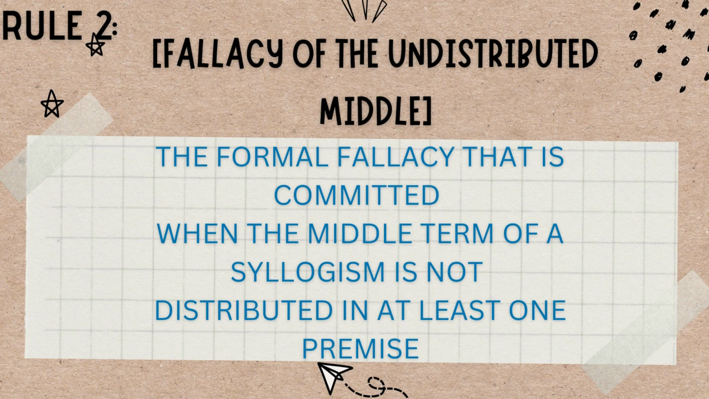So, the fallacy of the undistributed middle. What does it mean? It is the formal fallacy that is committed when the middle term of a syllogism is not distributed in at least one premise. So, in at least one premise, the middle term should indicate all of its class. Let's understand this clearly by looking at an example.